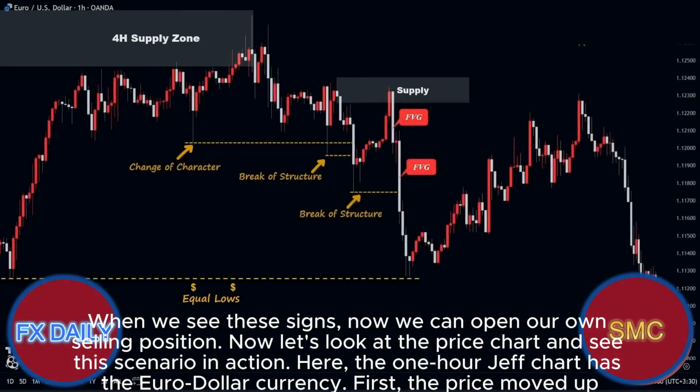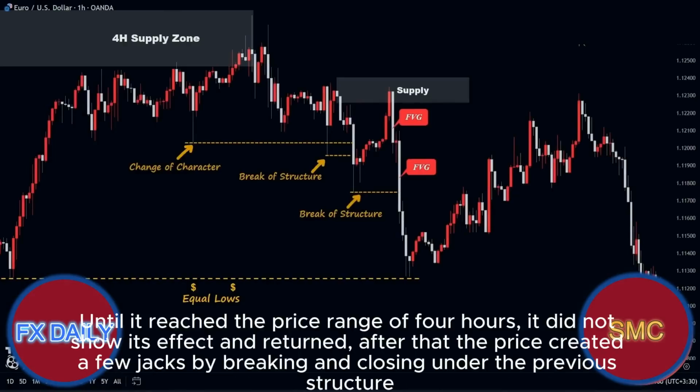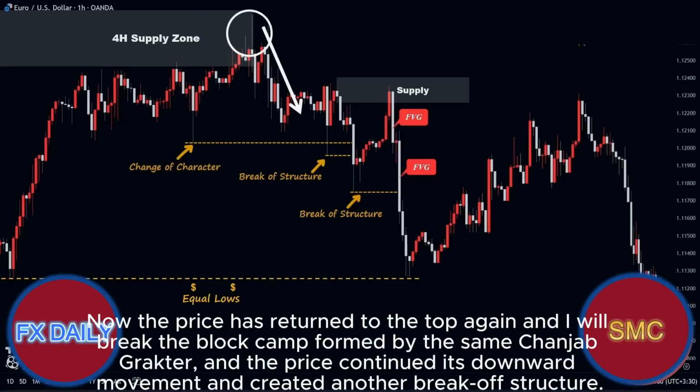Here, the 1-hour chart has the euro-dollar currency. First, the price until it reached the price range of 4 hours, it did not show its effect and returned. After that, the price created a few breaks by breaking and closing under the previous structure. Now the price has returned to the top again, and it will break the order block formed by the same change of character, and the price continued its downward movement and created another break of structure.